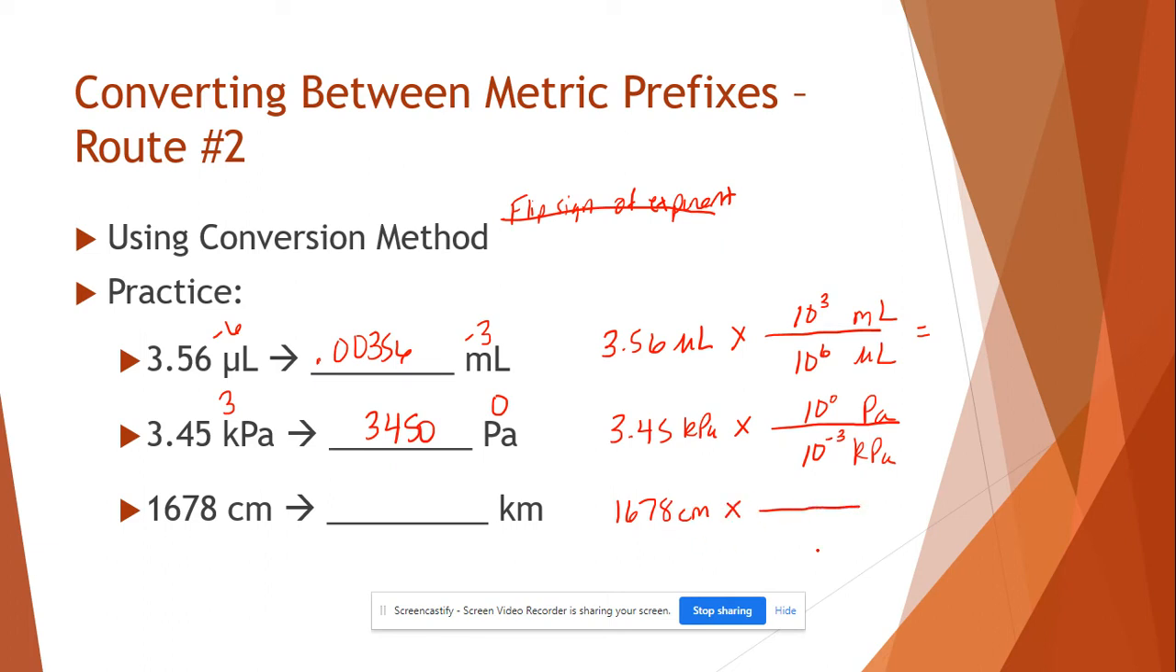And then the last one, if I want to cancel out centimeters, it goes on the bottom. Kilometers goes on top. Centimeters is traditionally a -2, while kilo is a +3. Make sure you flip those. So kilo, instead of being positive, will be negative. Centi will be positive. And when you plug this into your calculator, you still get the correct answer of 0.01678.